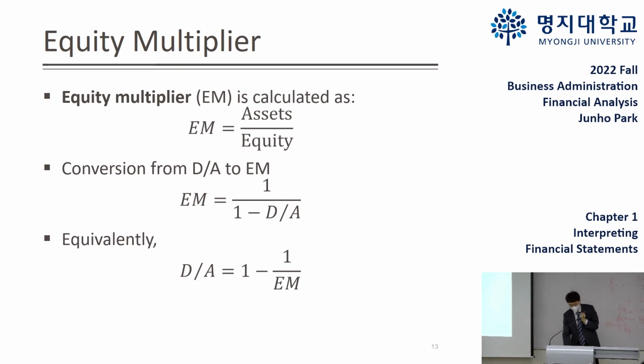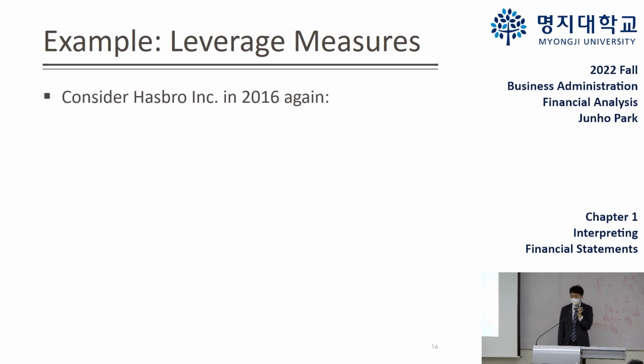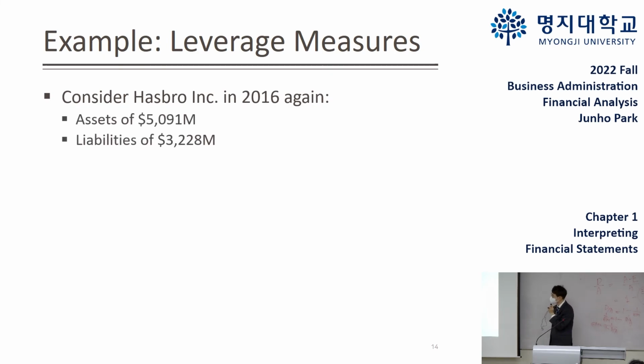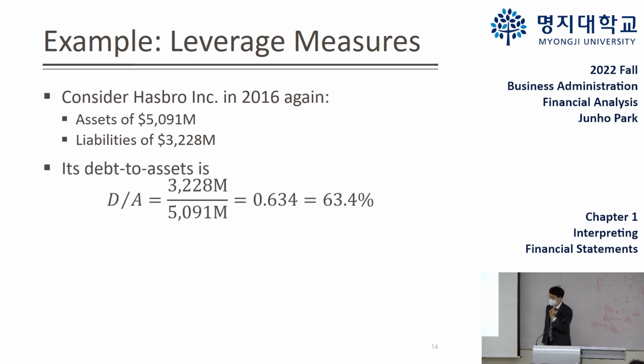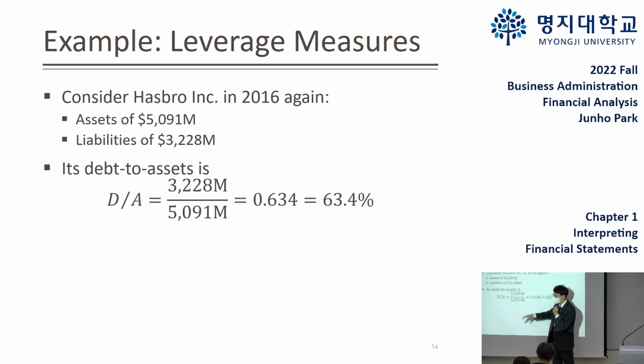Okay. So before finishing today's lecture, I'd like to calculate the leverage for the hospital by using these two measures. Let's say the hospital has assets of 5,091 and liabilities of 3,200, and then debt to asset will be very simply calculated as 3,000 divided by 5,000.